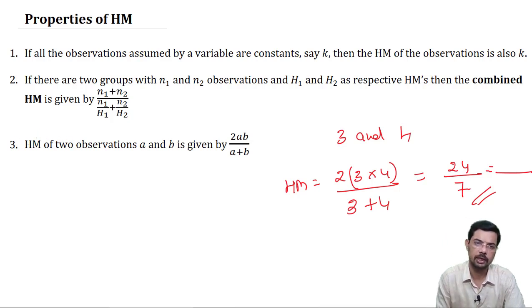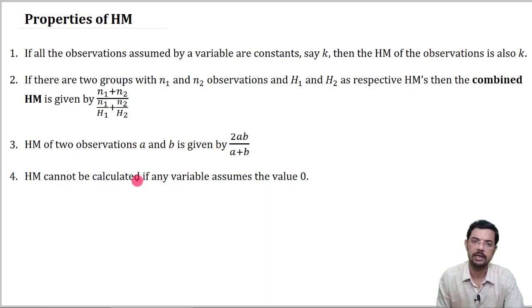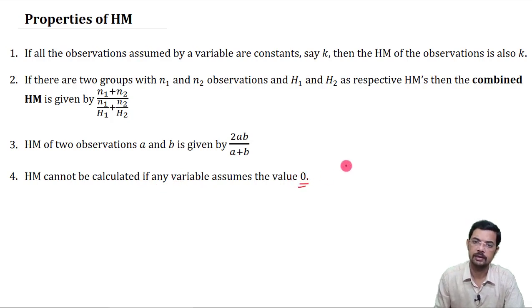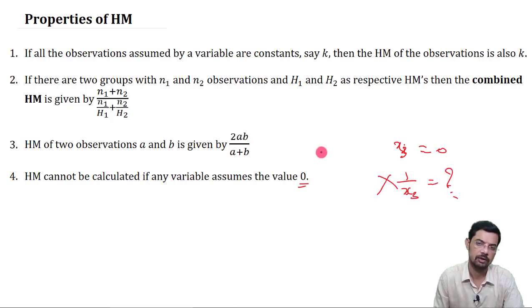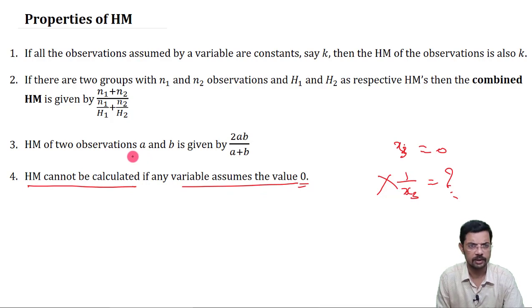Now, the fourth and final property says that the harmonic mean cannot be calculated if any variable assumes the value 0. For example, if x3 is equal to 0, then 1 by x3 cannot be defined. So if any value is 0, then the harmonic mean cannot be calculated. These are the 4 properties of harmonic mean. The first property says that if all observations are k, then the harmonic mean is also k.